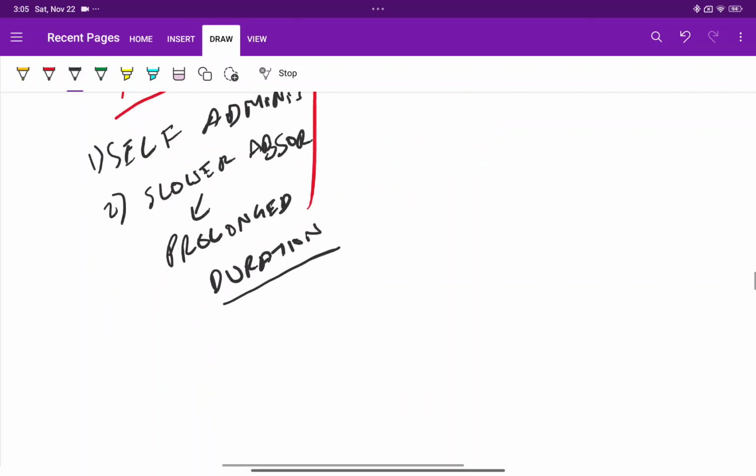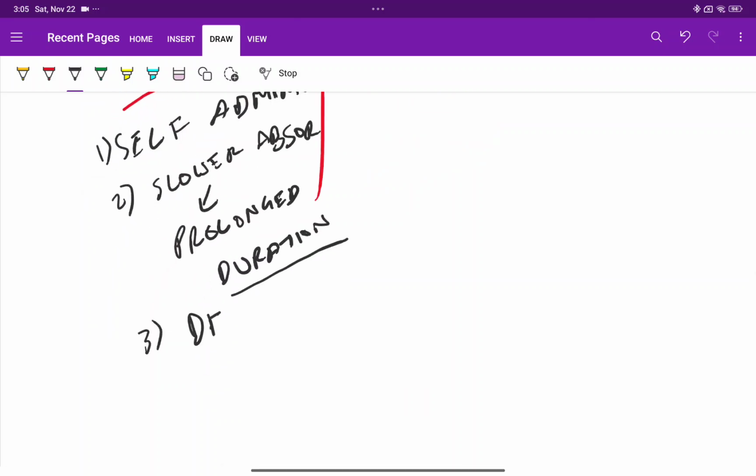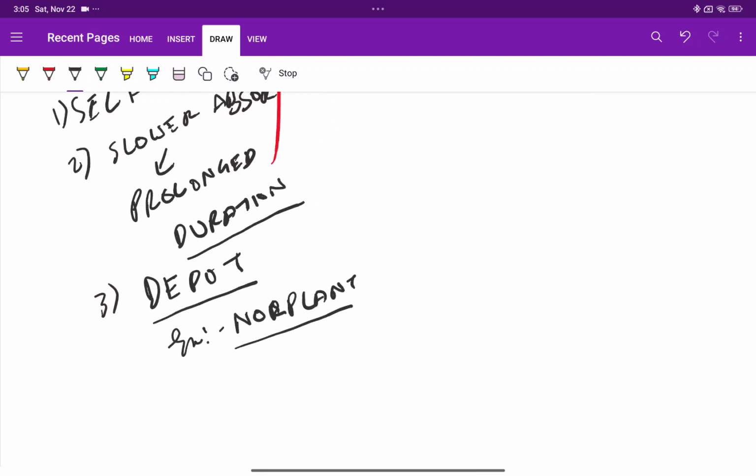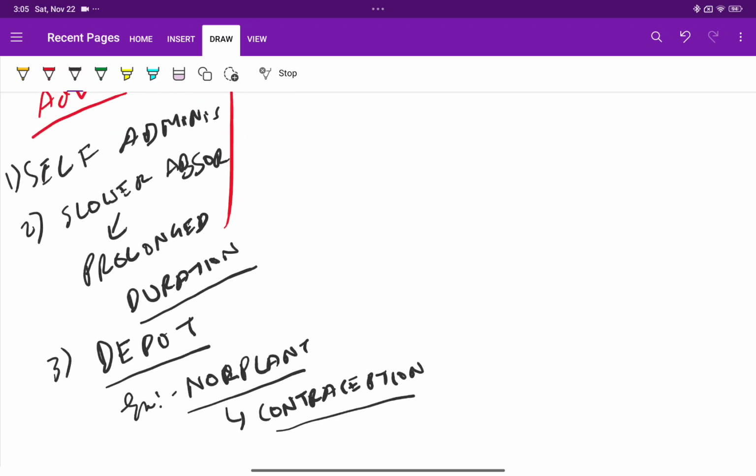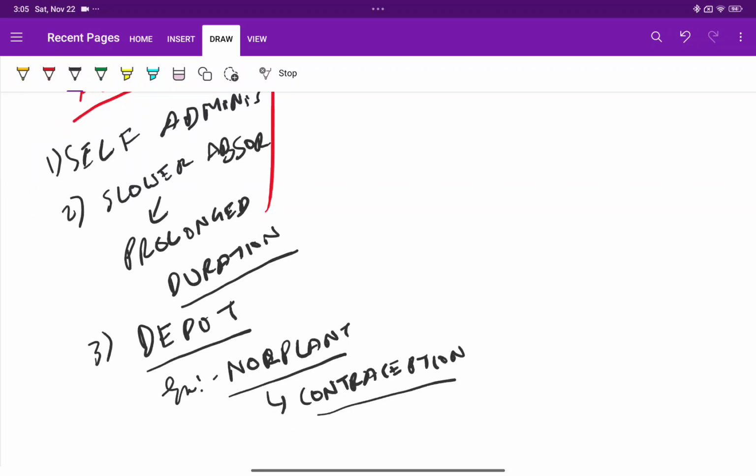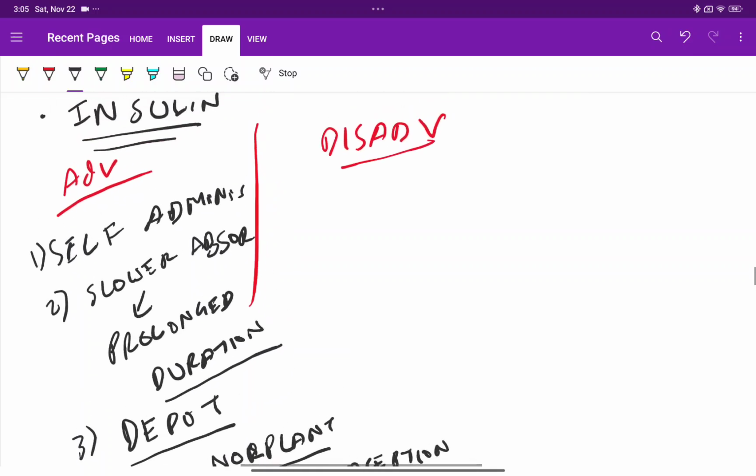One more advantage is we can give depot injections. Depot injection example, Norplant. It is a progesterone hormone given for contraception. It will work for many days, with no need to take it repeatedly. This is a depot injection. Slowly the drug gets deposited in the subcutaneous tissue and slowly gets released into the systemic circulation, giving a very long duration of action.